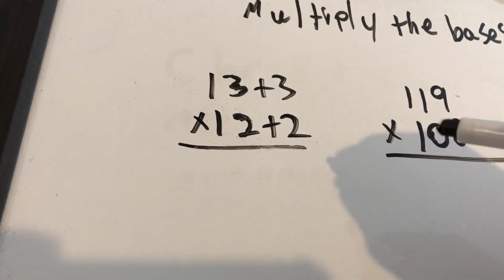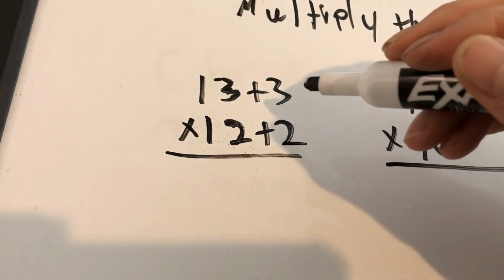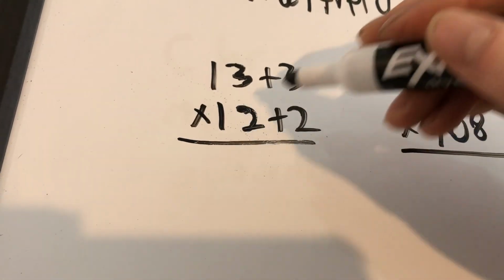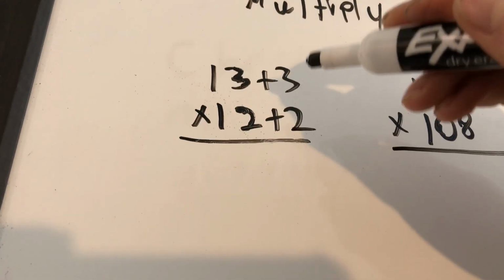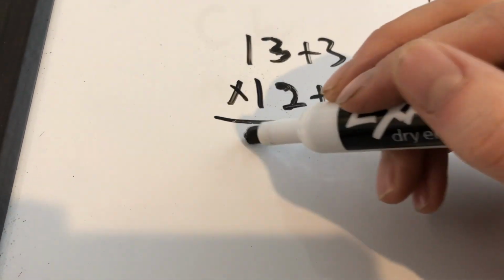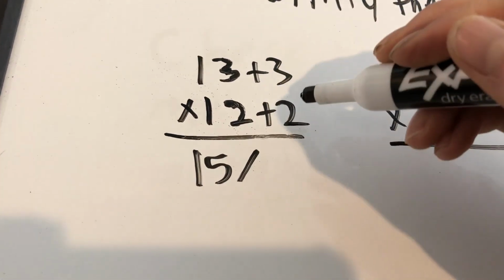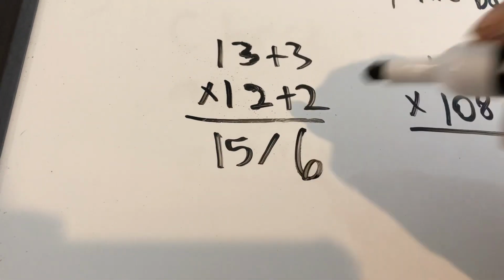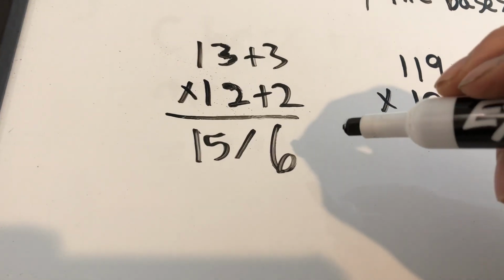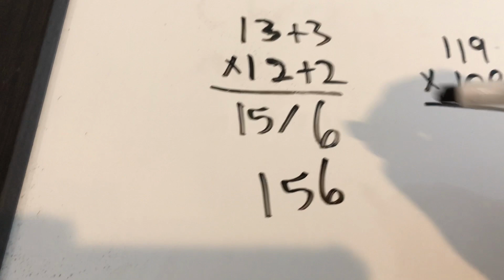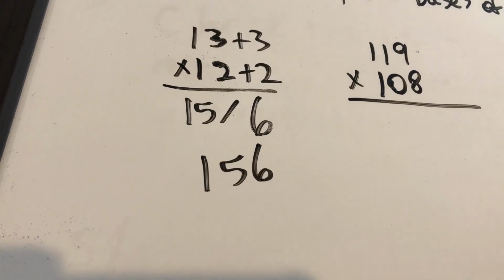Now the first thing we want to do is crisscross add. So 13 plus 2 equals 15. 12 plus 3 equals 15. So either way, it's 15. So you can write 15 on the left side. Next one, multiply 3 times 2, which equals 6. That's 6 on the right side. All we got to do next is plug those numbers together. The answer is 156. Just like so.